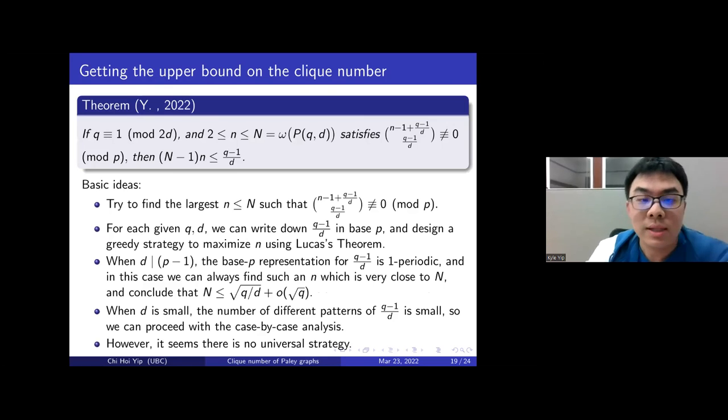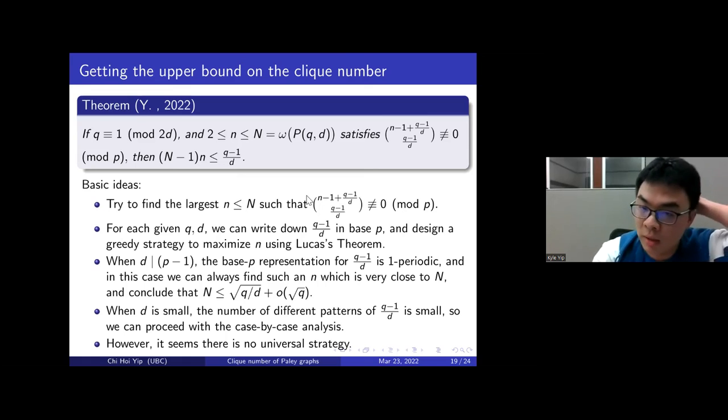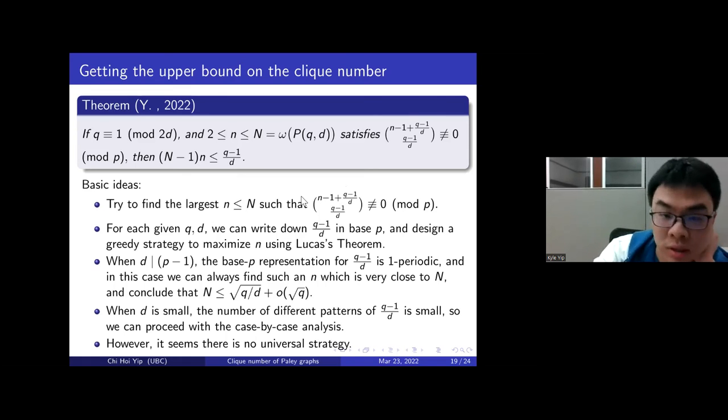Okay, so that's the intermediate step. And finally, we can try to use this intermediate step to get our bound on the clique number. Basically we just need to find some little n such that this binomial coefficient is non-vanishing. And of course we want our little n to be as large as possible so that we can get a better bound on capital N.